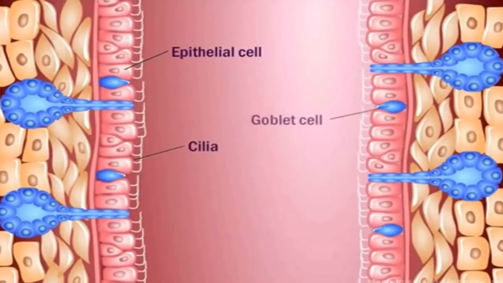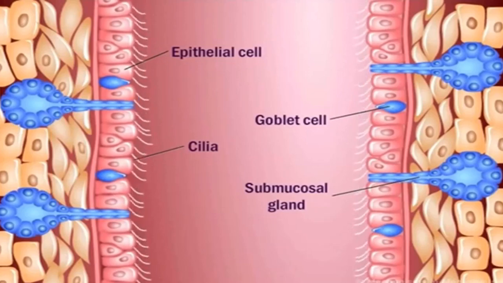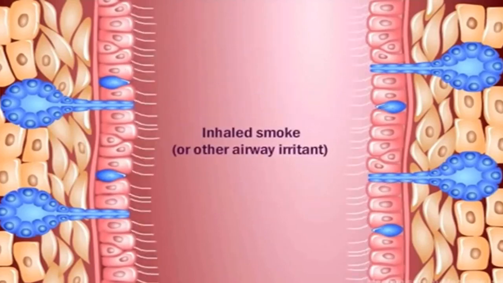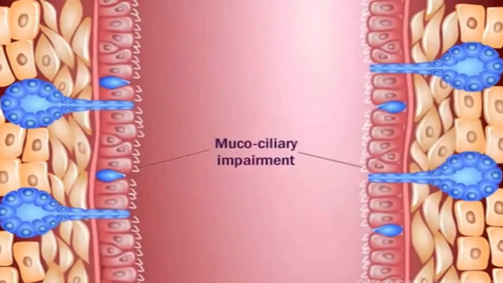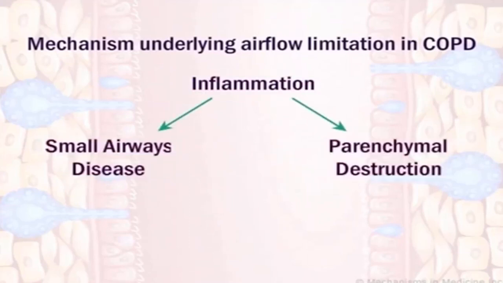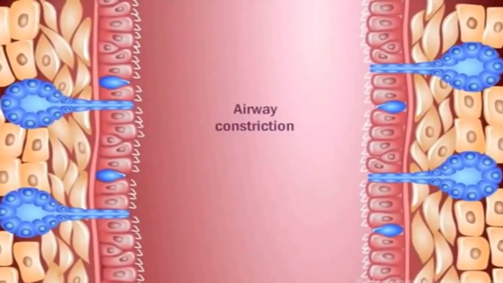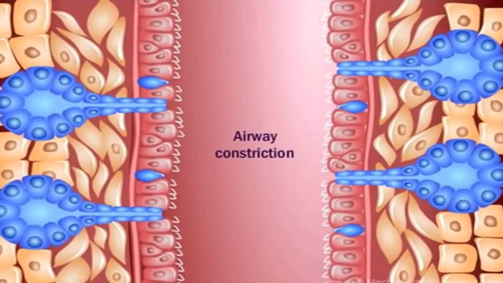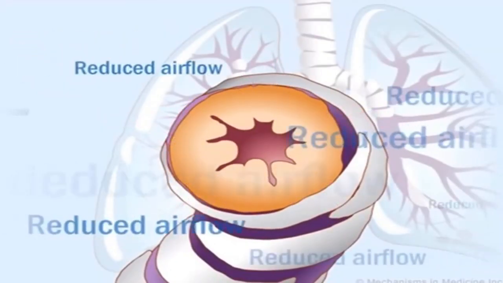Epithelial cells lining the airways will respond to smoke inhalation by undergoing cellular changes due to long-term exposure. Over time, chronic irritation and inflammation of the air passages causes small airways disease and parenchymal destruction. Irritation and inflammation of the air passages causes constriction in the bronchi and bronchioles of the lung.